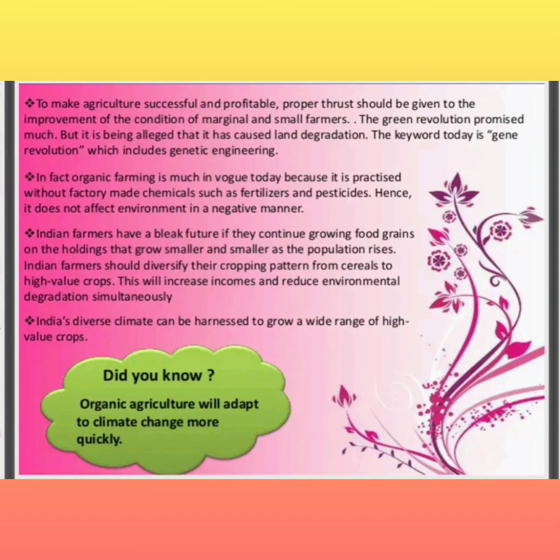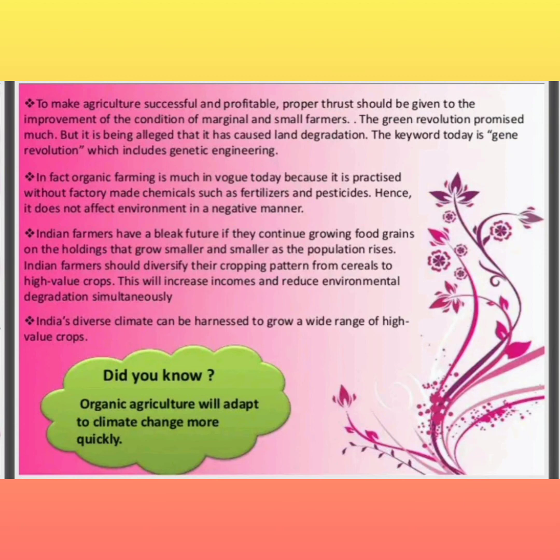Now, the keyword today is the gene revolution, which includes genetic engineering. Now, what is that? There is organic farming, which is much in vogue today. Organic farming is practiced without factory-made chemicals, fertilizers, and pesticides, and hence it does not affect the environment in a negative manner. But one disadvantage of organic farming is that the crops produced by it are a little more expensive than normal crops. Hence, it is very difficult for the lower strata of society or low-income families to afford organic farming products.